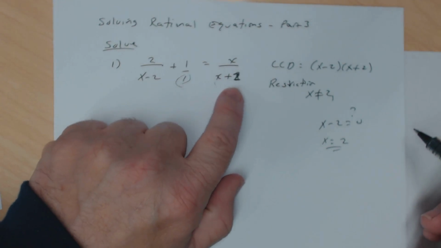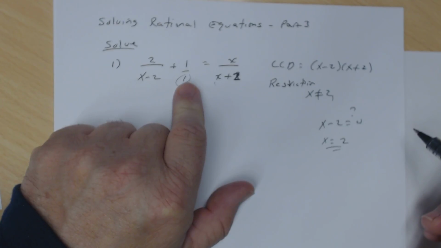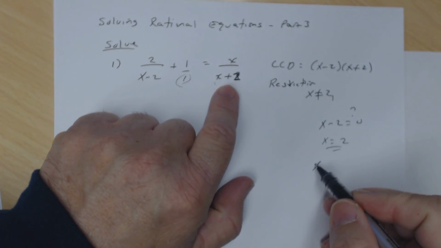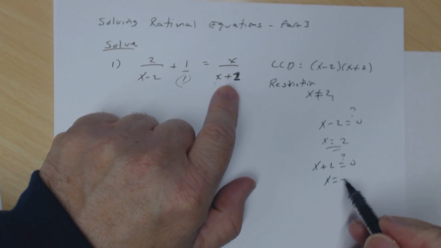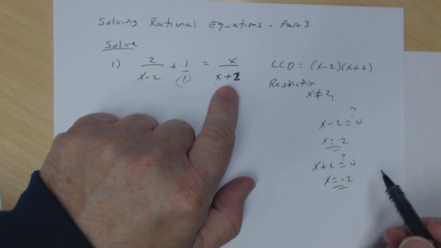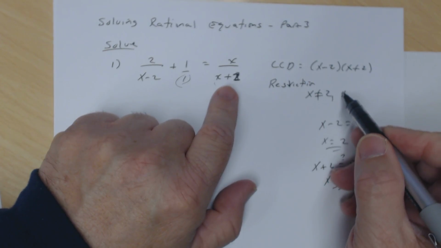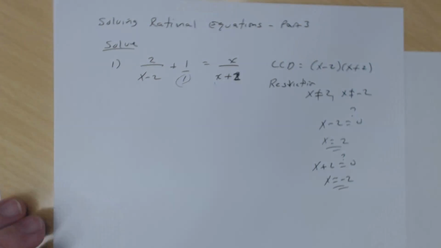Over here, this is a 1, so that's never going to be 0 because it doesn't even contain the variable. It's just a number. Here, x plus 2 is going to equal 0 when x equals negative 2. So I have two restrictions: x cannot equal 2 and x cannot equal negative 2.